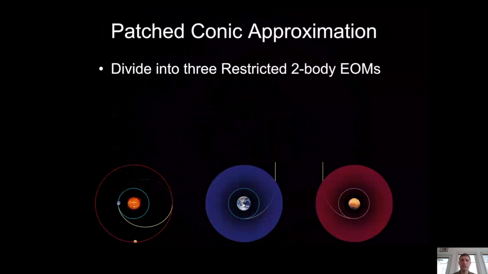We're going to treat each of these three different problems as unique individual problems. We're going to patch the conic sections, the orbits for each of those together at the sphere of influence of each of those planets.